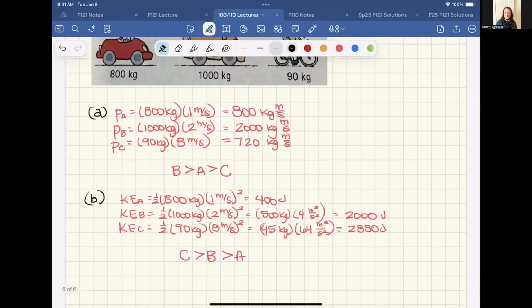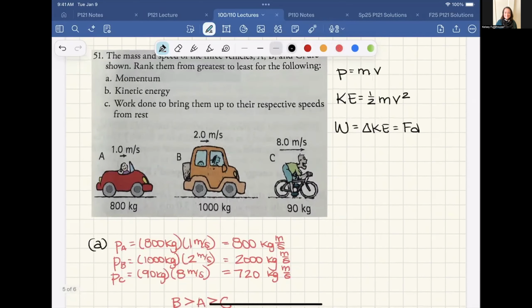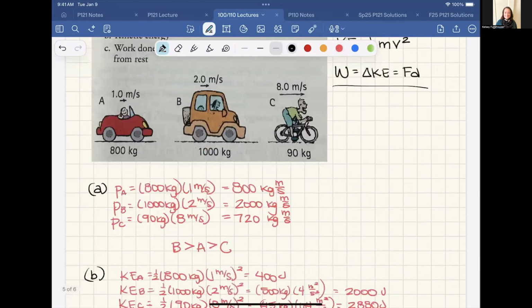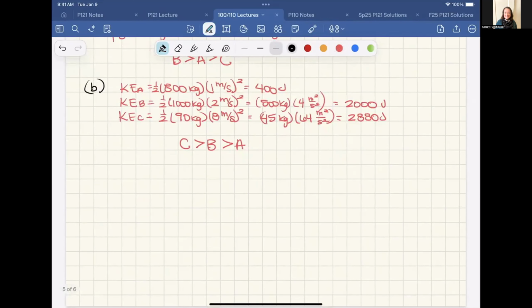Cool. Now for the last part, it asks us the work done to bring them up to their respective speeds from rest. So we have this relationship, but let's just take a look at this. Let's do a different color. So the work is the change in kinetic energy, right? So that's the final kinetic energy, what it is right now, minus the initial kinetic energy.